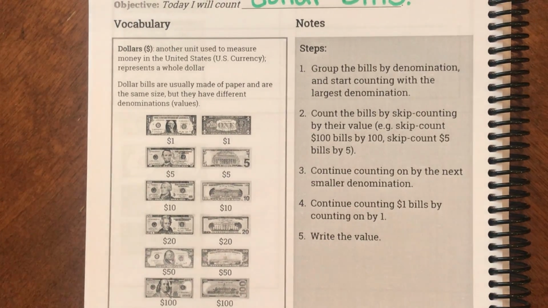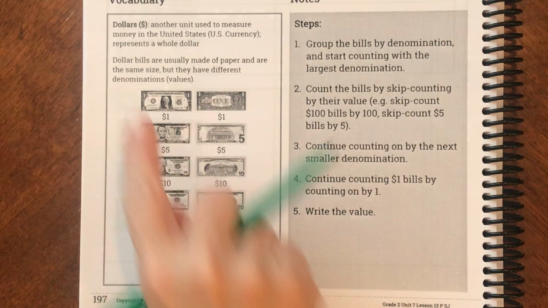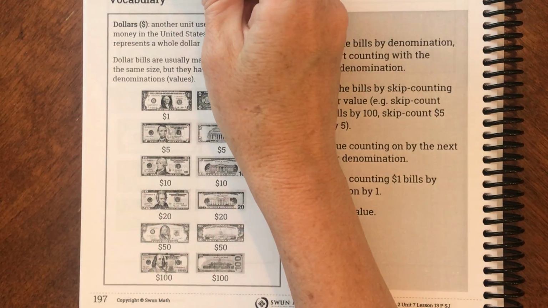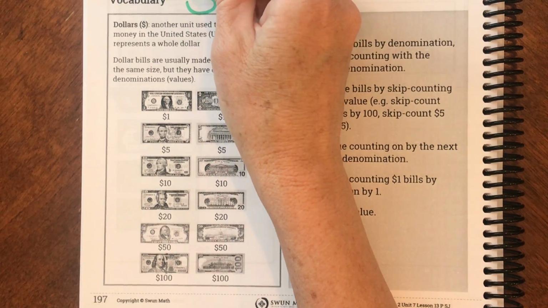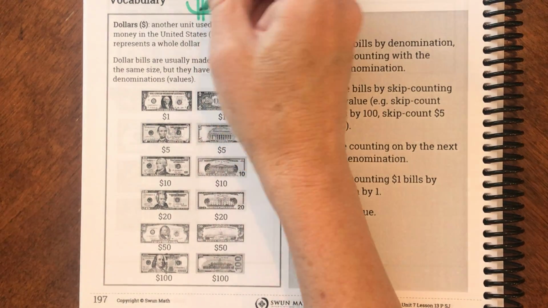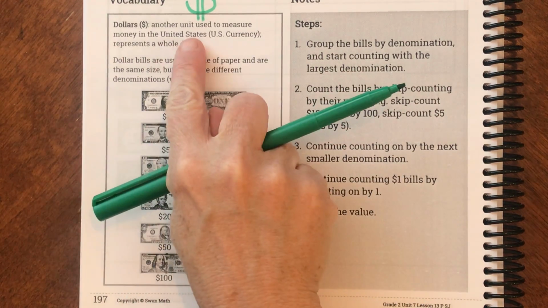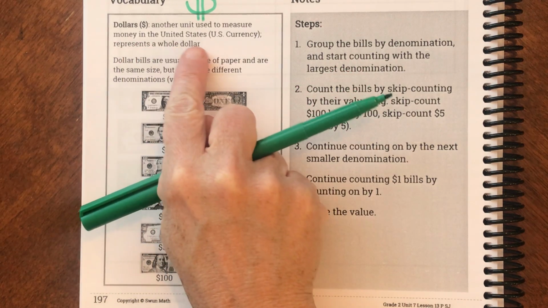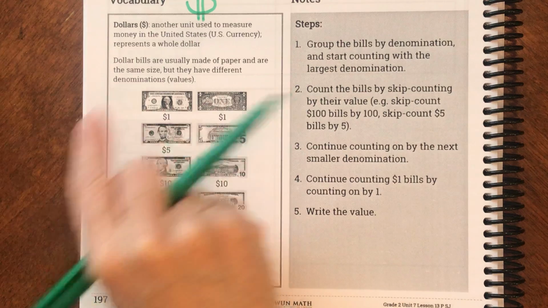Sorry, friends. Okay, so what do we see? It says dollars and there's a dollar sign. Usually when we make a dollar sign, it looks like an S with two lines through it. That's usually how we draw it. We draw it a little different than they do when they type it. We draw an S with two lines through it. Okay, it says another unit used to measure money in the United States, or U.S. currency, represents a whole dollar.